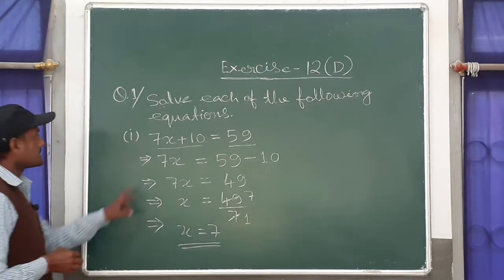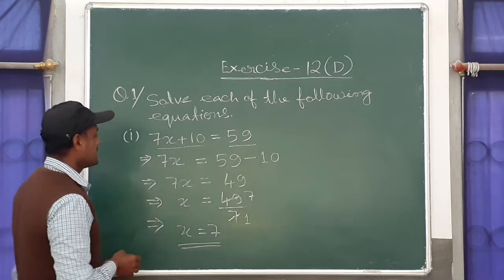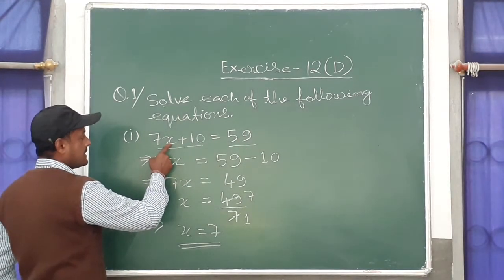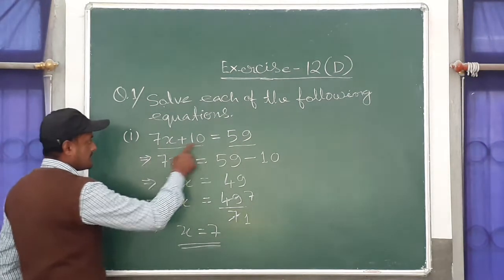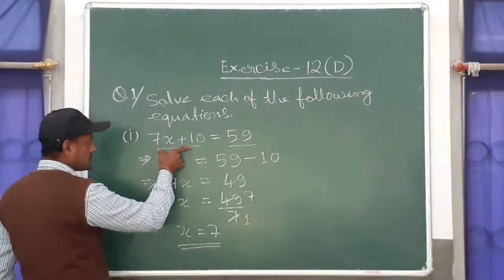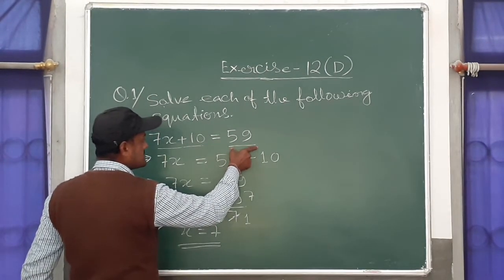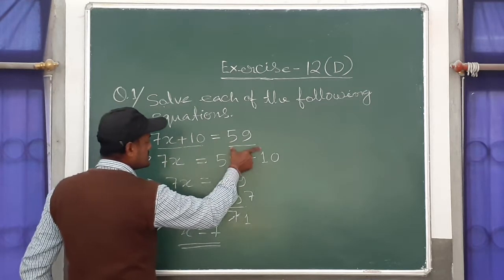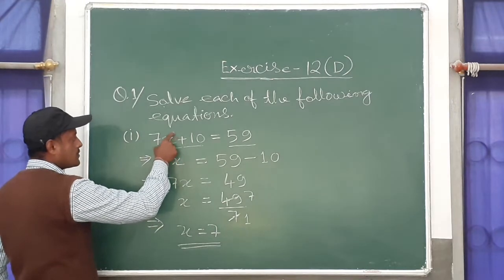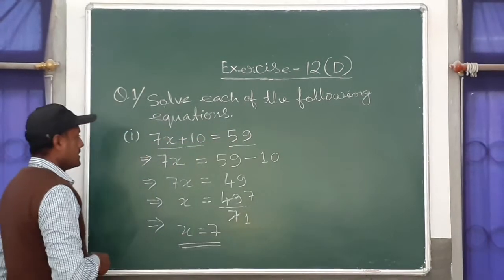So I will repeat once again. See, the equation is 7x plus 10 is equal to 59. Now we have to find the value of x. So this part is called the left hand side, and after the equal sign is the right hand side. This is equal to this, but we do not know the value of x. So what is the value of x? That this expression is equal to this.